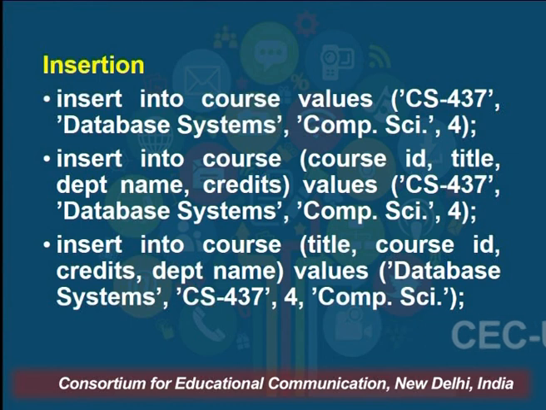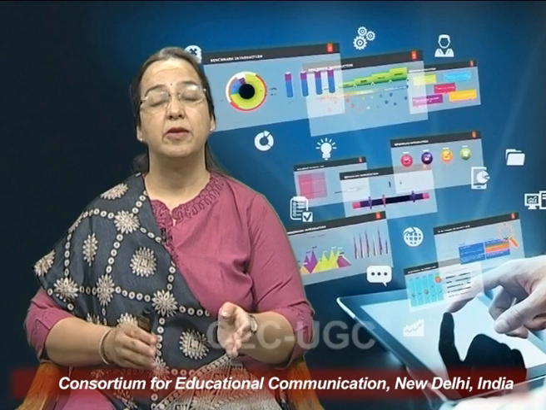This can be the one idea, or the earlier idea is also fine if we are not disturbing the sequence. But if we are disturbing the sequence, the first value we want to get inserted inside the title, the second value inside the course ID, the third inside the credit, and that means we are jumbling up the sequence of course ID, title, department name and credits, and we are not following the sequence which is there in the relation.